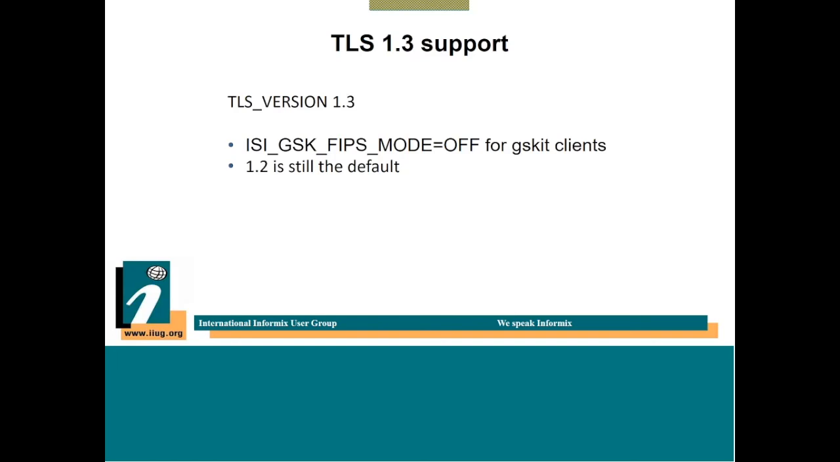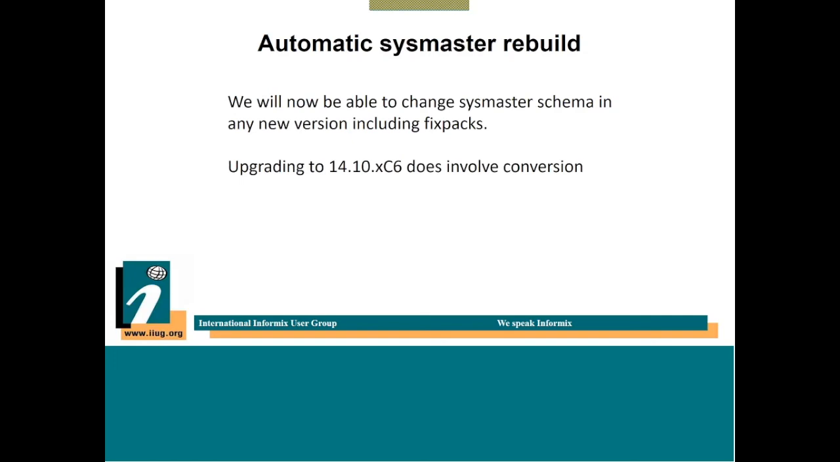It's just GSKit clients. This is something handy that's more internal, but we now are able to rebuild sysmaster with any fixed pack, starting with XC6. Now, XC6 has conversion, obviously, but XC7 probably won't. So if we decide we want to make changes to the sysmaster schema or add functionality there, we'll be able to do that even for XC7 if it doesn't involve conversion. We highly recommend that you don't create tables you care about in the sysmaster database, because we do drop and rebuild it fairly often. Certainly anytime you do conversion, we're going to drop and rebuild it.